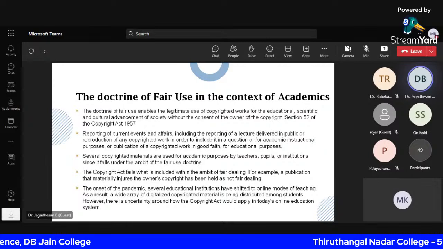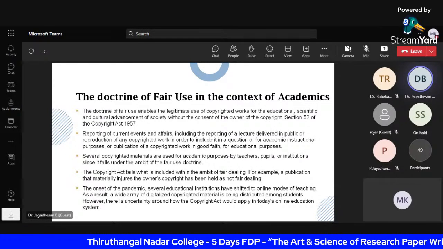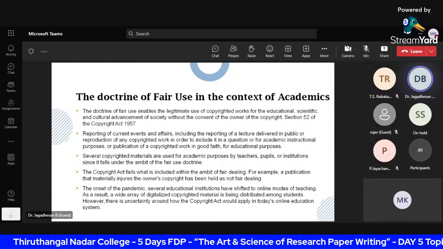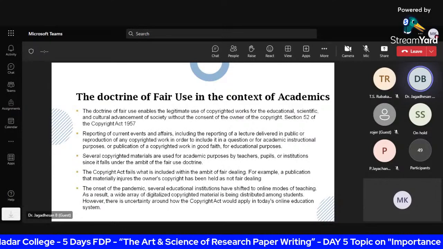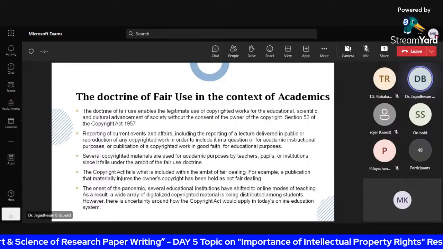With the onset of the pandemic, several institutions have shifted to online modes of teaching. As a result, a wide array of digitalized copyright material is being distributed among students. However, there is uncertainty around how the Copyright Act would apply to today's online education system.